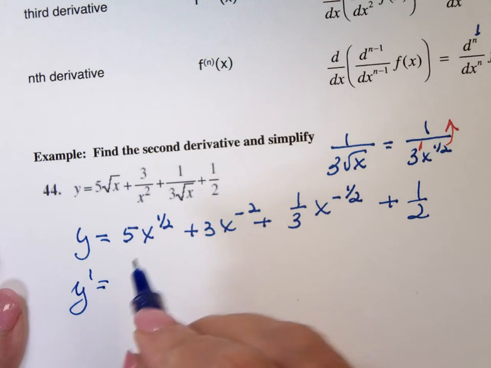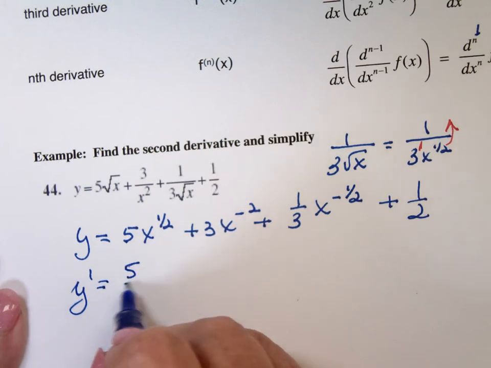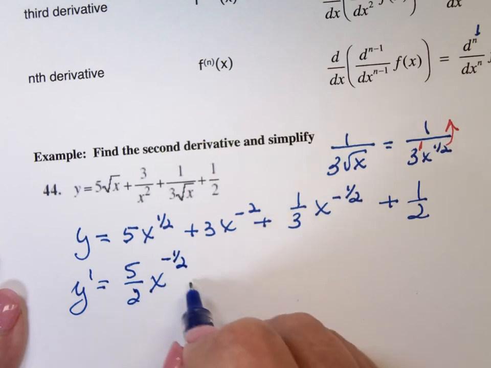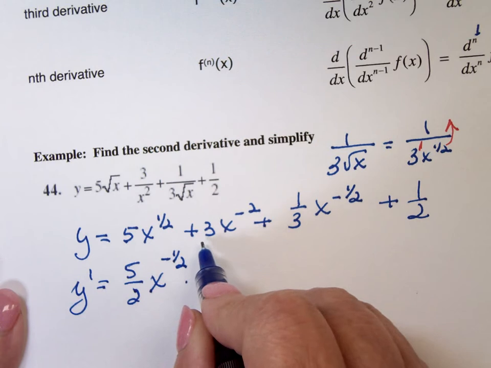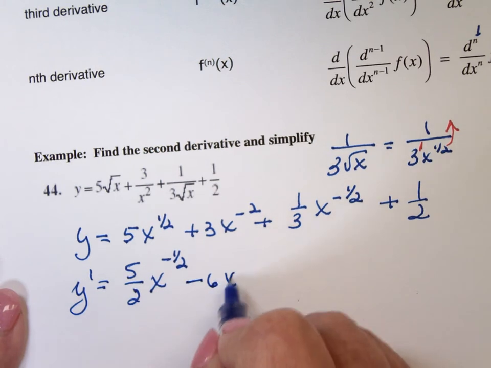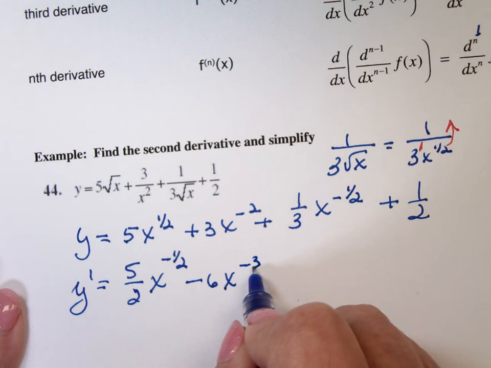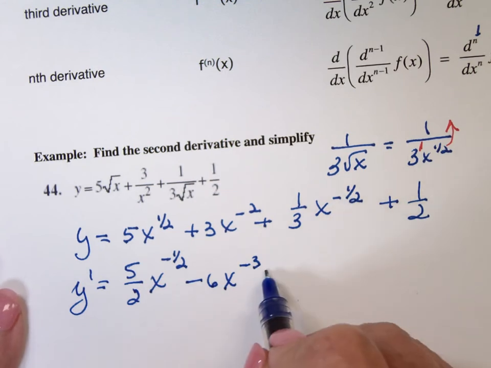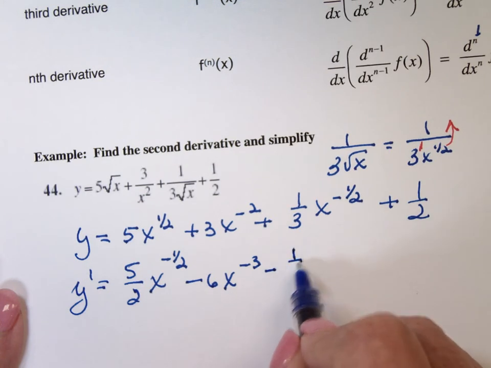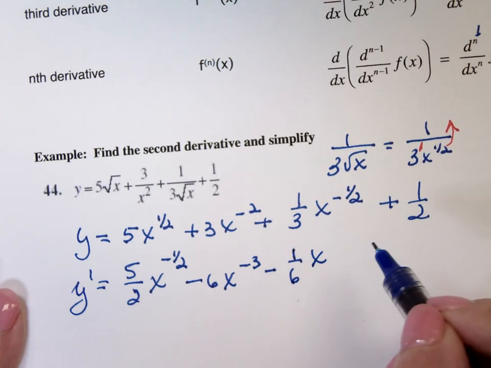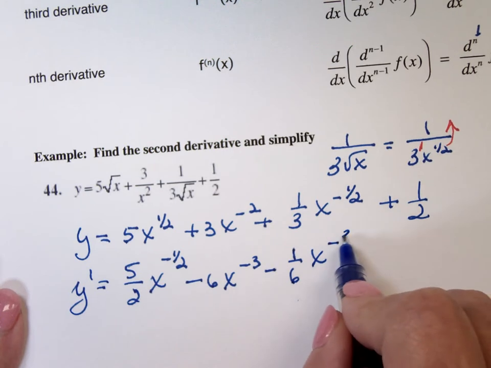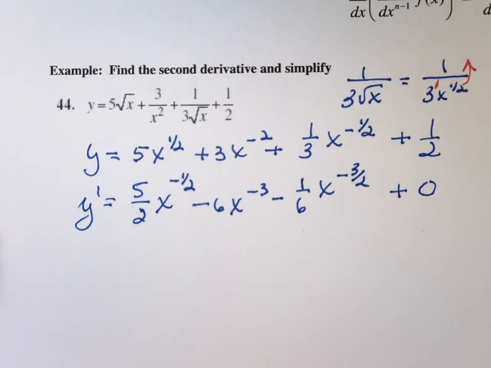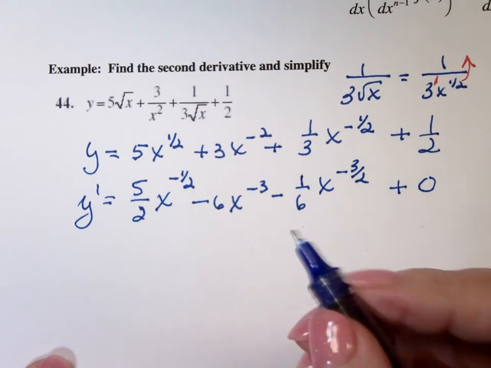y prime is 5 times 1/2, 5 halves, x to the 1/2 minus 1, negative 1/2. 3 times negative 2, negative 6x to the negative 2 minus 1, negative 3. Minus 1/2 times 1/3, negative 1/6 x to the negative 1/2 minus 1, negative 3 halves. And the derivative of 1/2 is 0 because it's a constant. That's the first derivative.